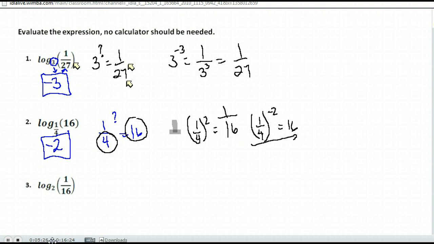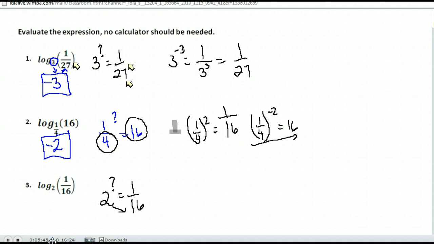All right, log base 2 of 1/16. So again, we're saying 2 to what power gives me 1/16. Since it's a fraction, I know I must have a negative exponent of some type to get me into a fraction. So then I'm going to say, well, how would I get 16?